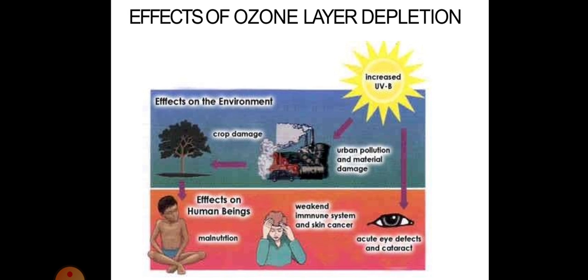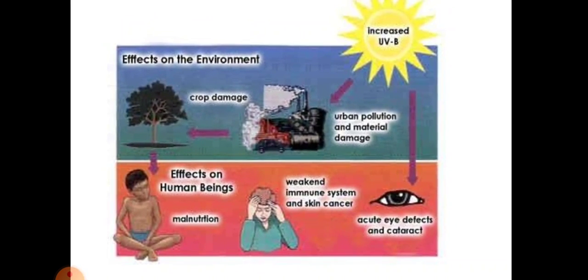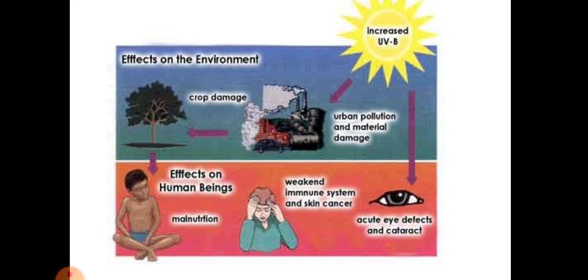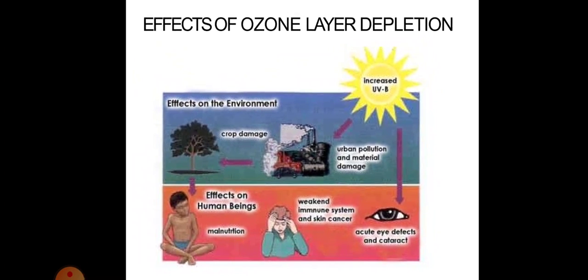This figure again shows the effects of ozone layer depletion on the environment. It leads to damage of crops and urban pollution. When it comes to human beings, it leads to a weakened immune system and skin cancer, and acute eye defects and cataract are also other effects of ozone layer depletion.